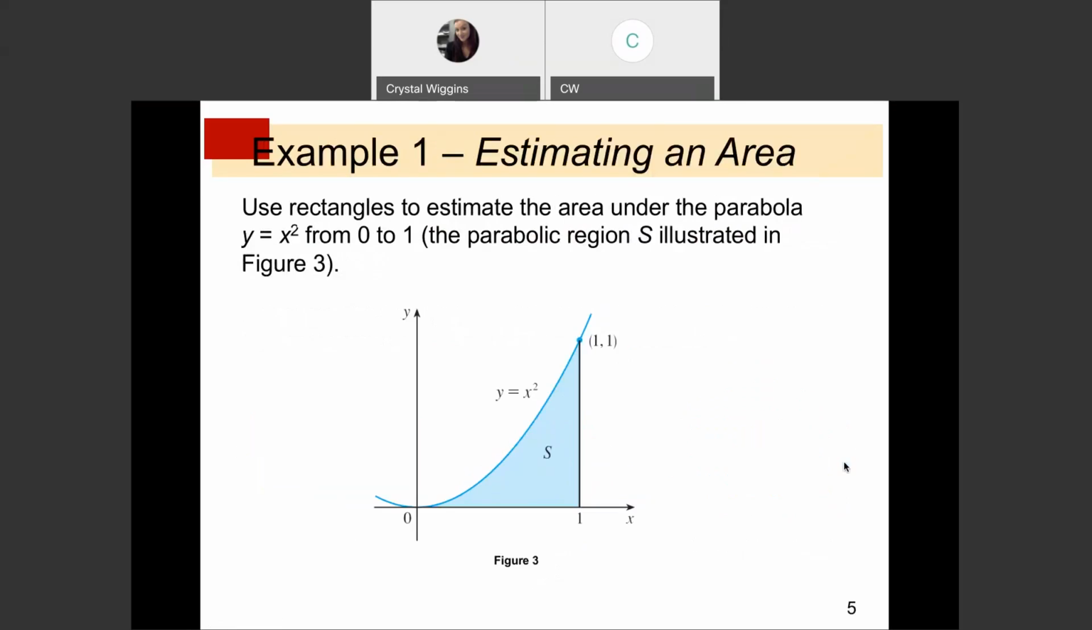Example 1. Use rectangles to estimate the area under the parabola y equals x squared with the set parameters of 0 to 1. You can see the figure below. It is almost a perfect triangle. It looks like a triangle.